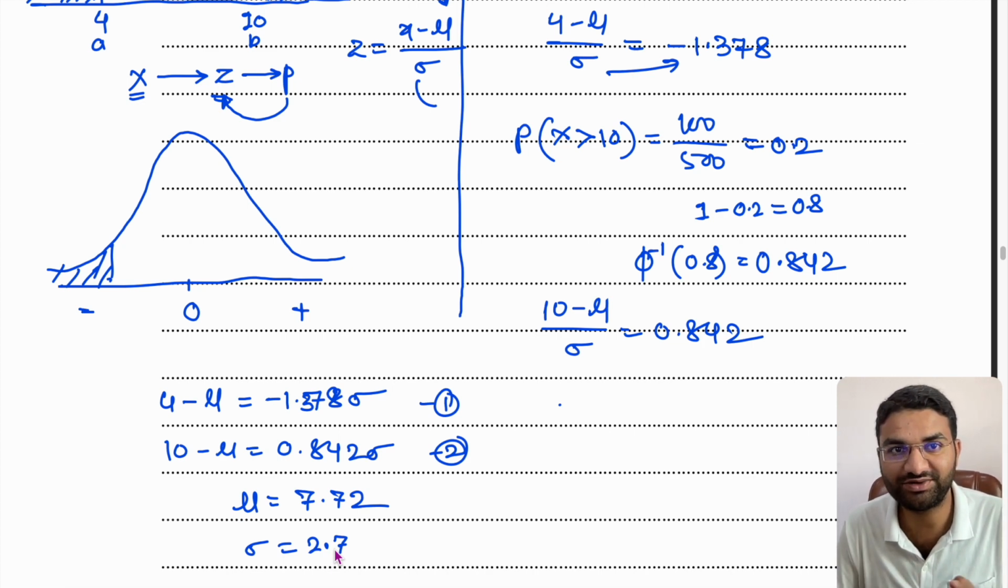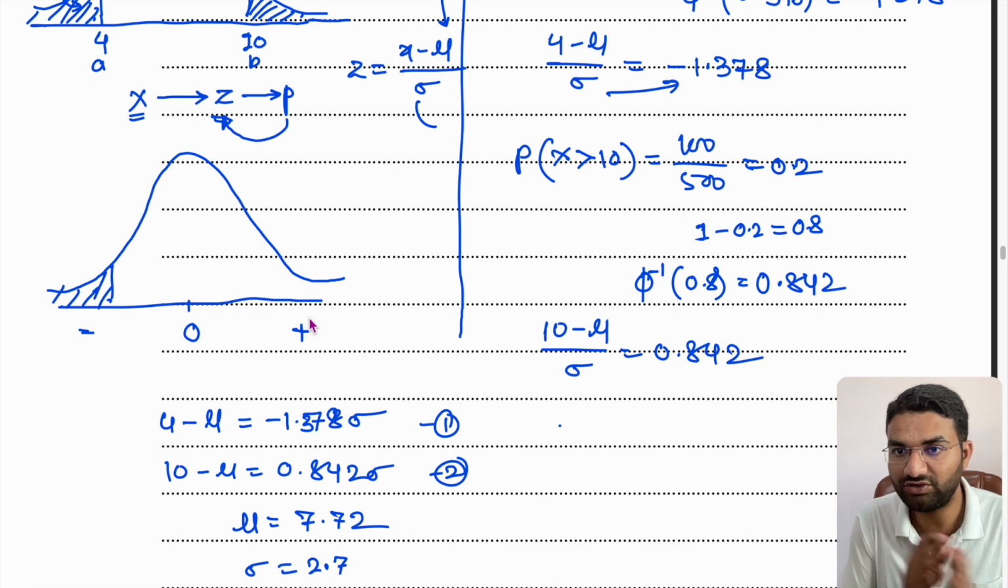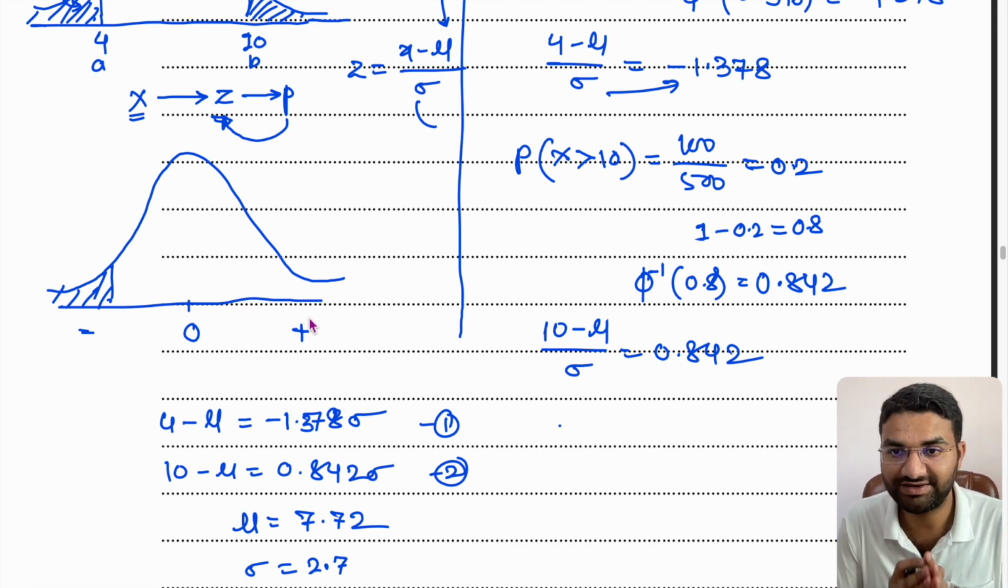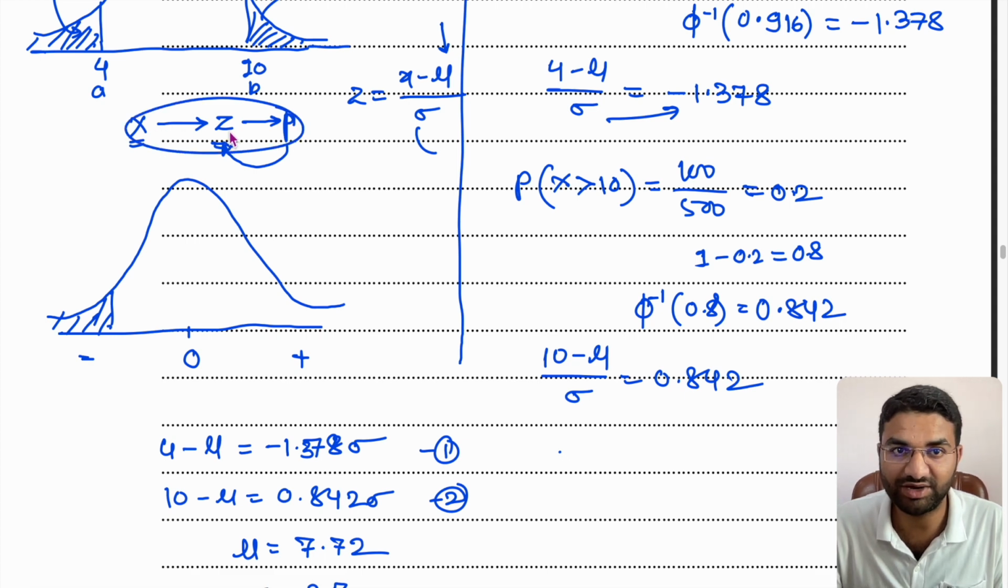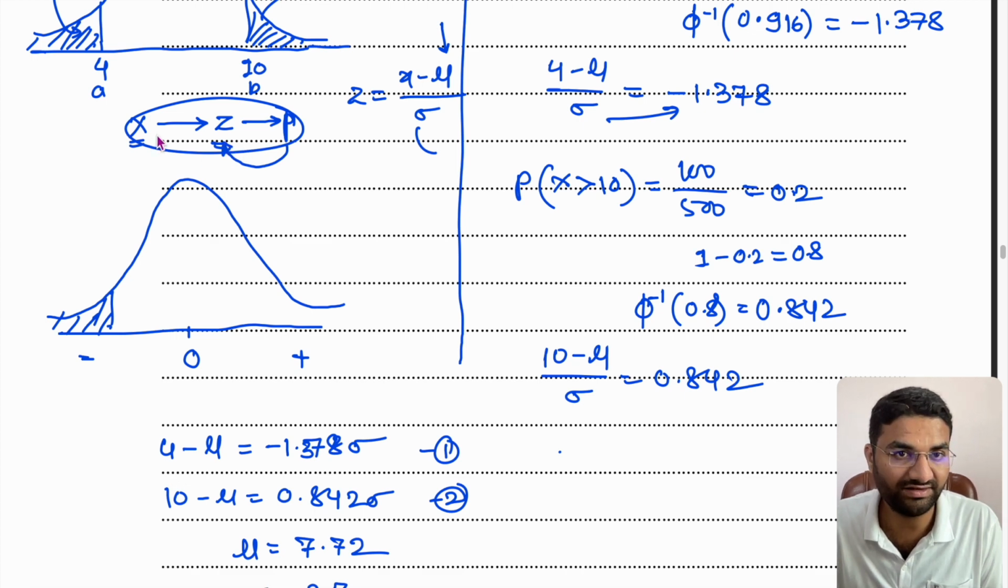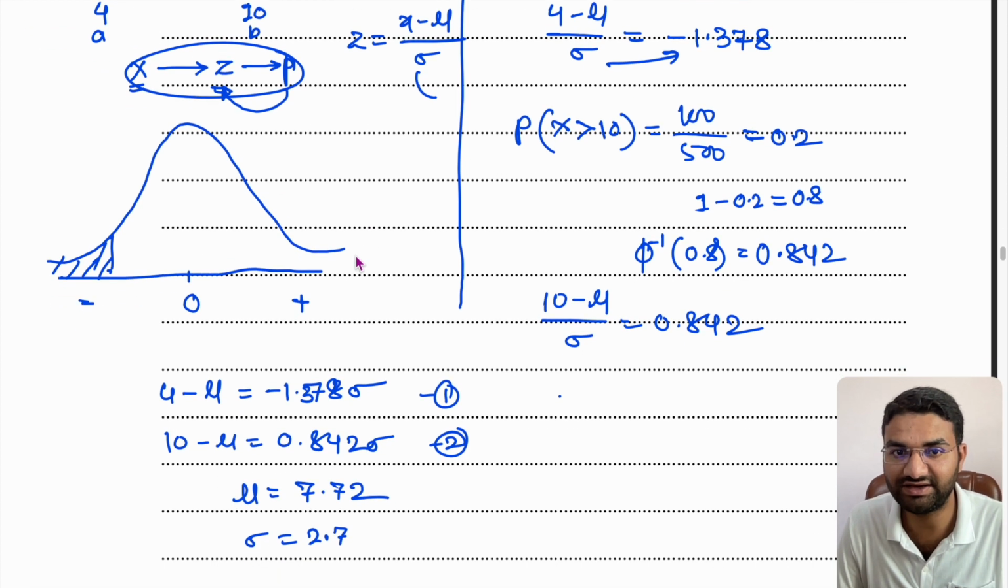I hope you understood this part, because you just have to use a table, okay. You use x to normal distribution to probability, and if probabilities are given, you have to find the normal distribution and then x. Okay, x is already given here, fine.